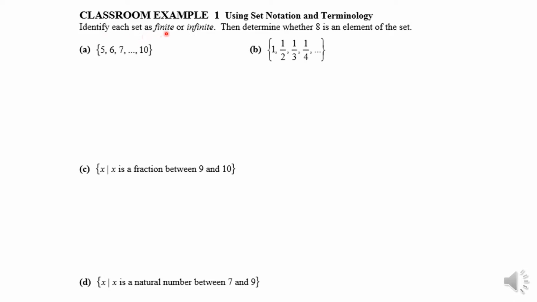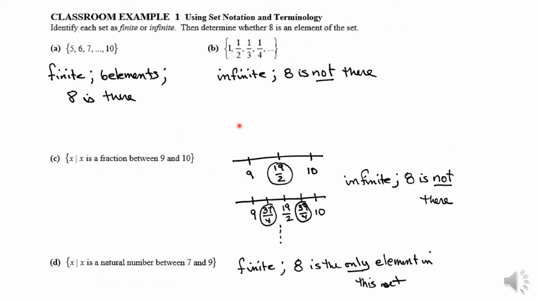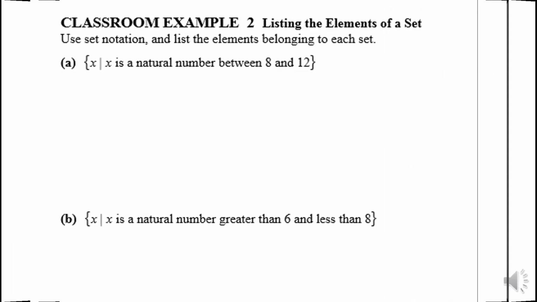The first example has us identifying each set as finite or infinite and then determining whether 8 is an element of the set or not. So here we see that A and D are finite sets and 8 is in both of those, but B and C are infinite sets and 8 is in neither one of those.